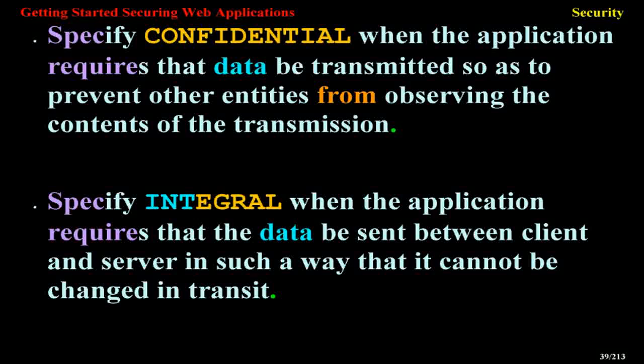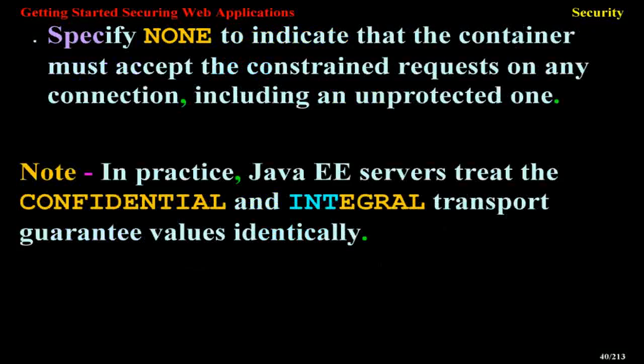Specify integral when the application requires that the data be sent between client and server in such a way that it cannot be changed in transit. Specify none to indicate that the container must accept the constrained requests on any connection, including an unprotected one. Note: in practice, Java EE servers treat the confidential and integral transport guarantee values identically.